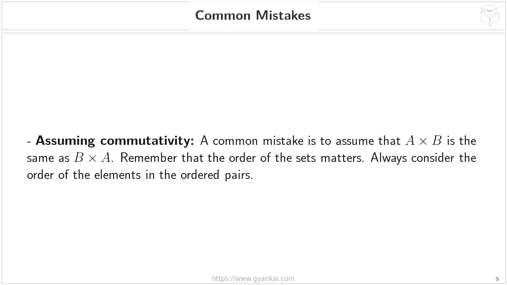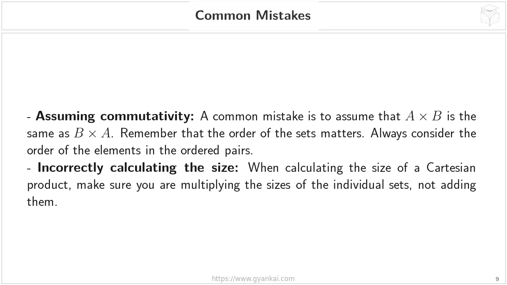Think about it. In the ordered pair, the first element comes from the first set, and the second element comes from the second set. Switching the sets switches which element comes from where, creating a completely different ordered pair. Always keep in mind that the order of the elements within the ordered pairs is crucial. It's easy to get tripped up when figuring out how many elements are in the Cartesian product. A lot of students mistakenly add the number of elements in each set. But remember, we learned that if set A has m elements and set B has n elements, then the Cartesian product A cross B has m times n elements. So, you need to multiply the number of elements in each set to find the total number of ordered pairs.